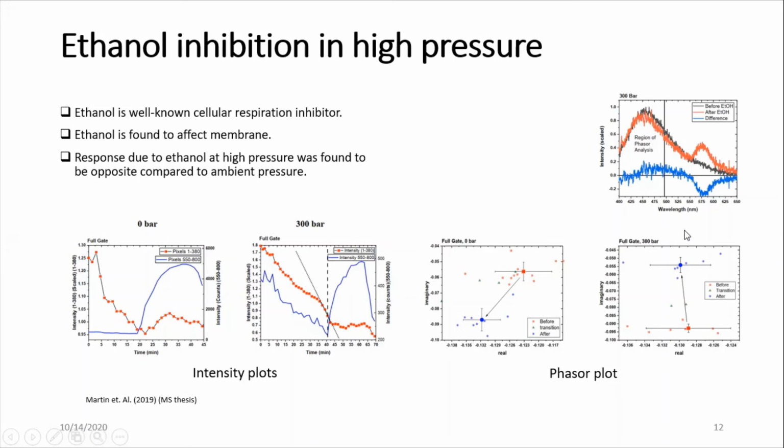Looking at the spectral shift, we see that the spectral shifts were in opposite directions at 0 bar and 300 atmospheric pressure. That tells us that the effect of ethanol on the membrane at high pressure is opposite to the effect of ethanol on the membrane at low pressure.